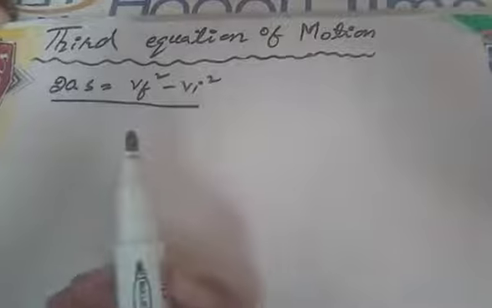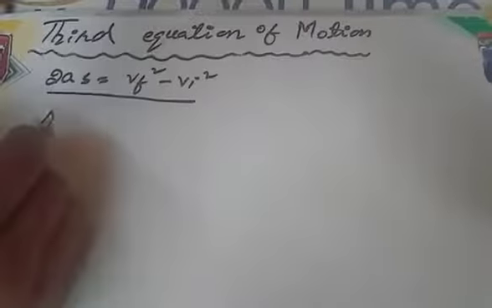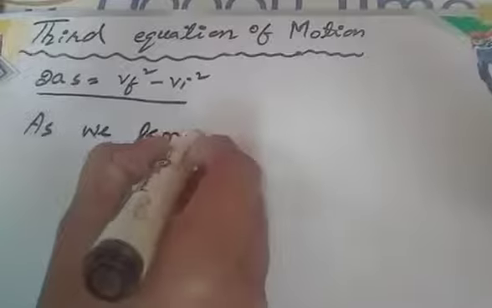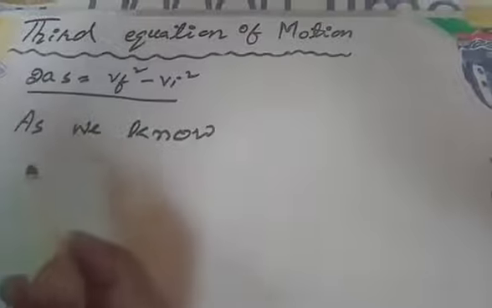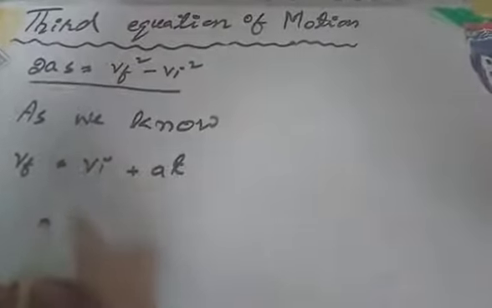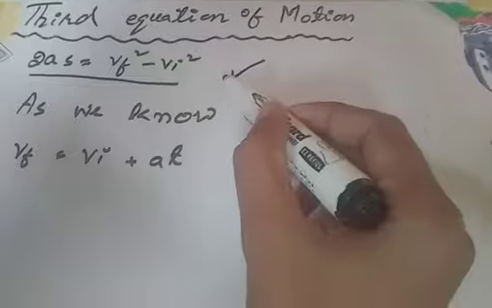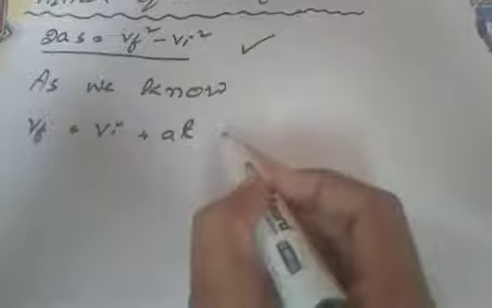For this derivation, we use the first equation of motion. As we know, the first equation of motion is given as vf is equal to vi plus at. So we can derive this relation. This is the third equation of motion, and we have to prove this equation 2as is equal to vf² minus vi² by using the first equation of motion.